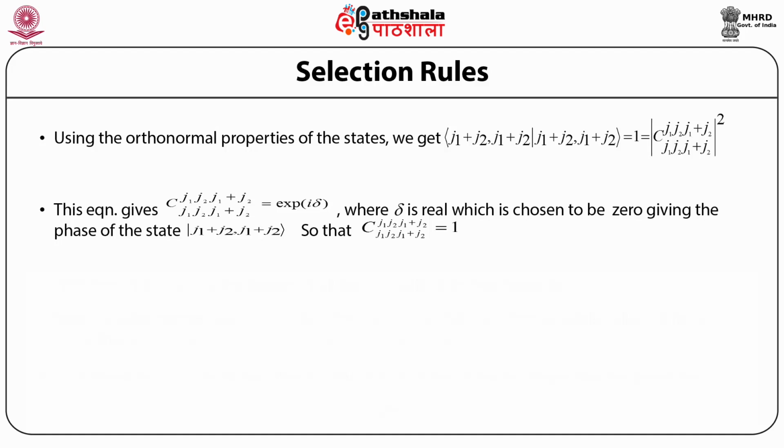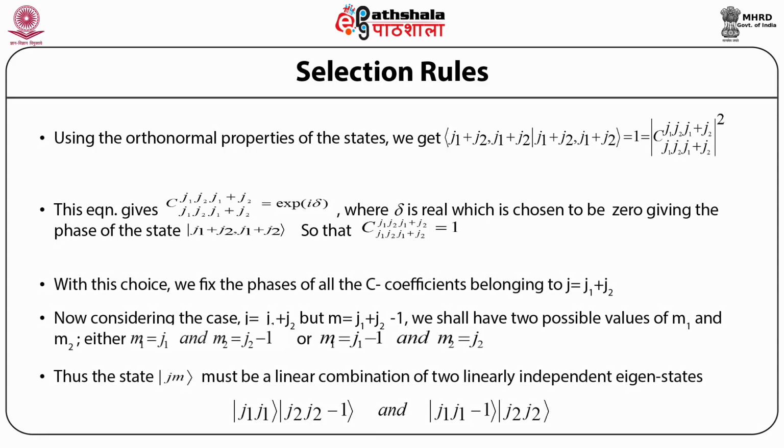Now, this equation gives the value of the Clebsch-Gordan coefficient as exponential of i times delta, where delta is real and is chosen to be 0, giving the phase of the state j1 plus j2, j1 plus j2, so that the Clebsch-Gordan coefficient turns out to be equal to 1. So with this choice of delta being taken as 0 and the coefficient turning out to be 1, we fix the phases of all the Clebsch-Gordan coefficients belonging to j equal to j1 plus j2.